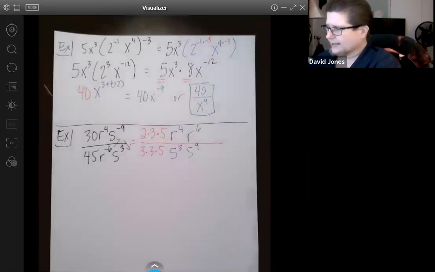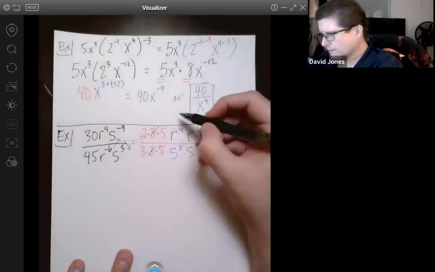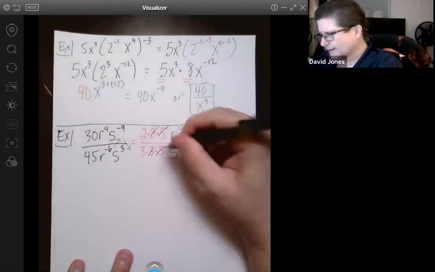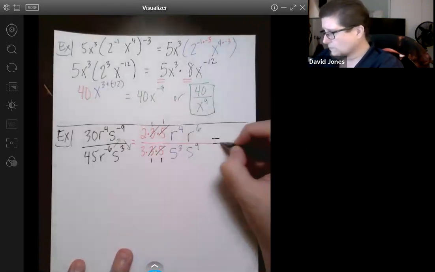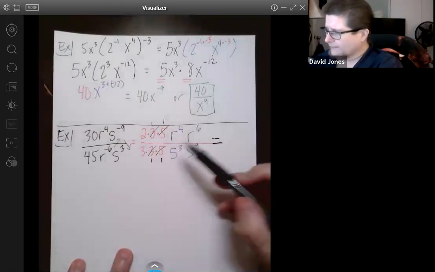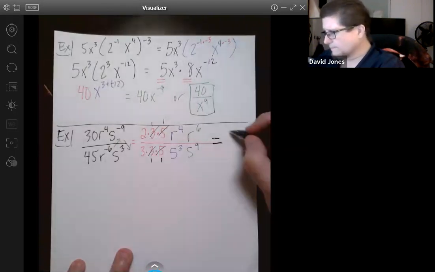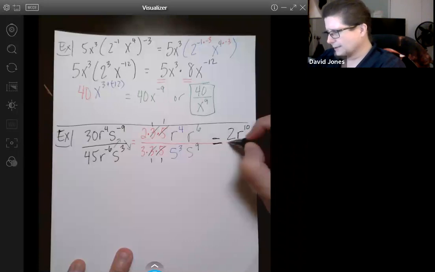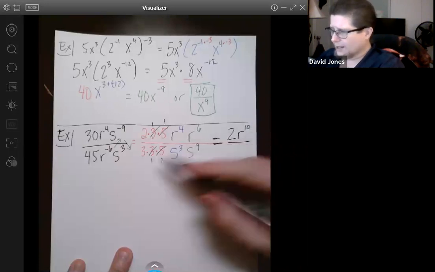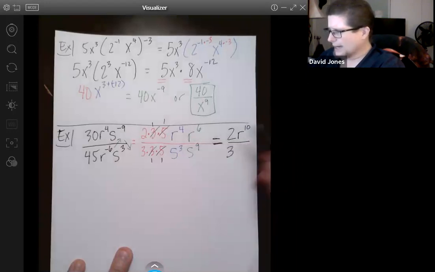Now I can cancel out like terms that are on top and bottom. 3 and 3 cancel. 5 and 5 cancel. And remember, when they cancel, they leave behind a 1. And we are left with 2 on top. We will add the exponents. 4 plus 6 is 10. So r to the 10th power. On the bottom, we've got a 3 left. And we'll add the exponents there. 3 plus 9 is 12. We'll have 3s to the 12th power on bottom.